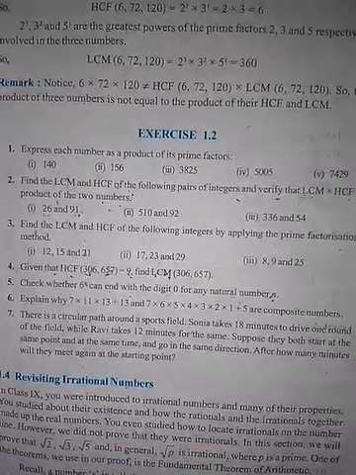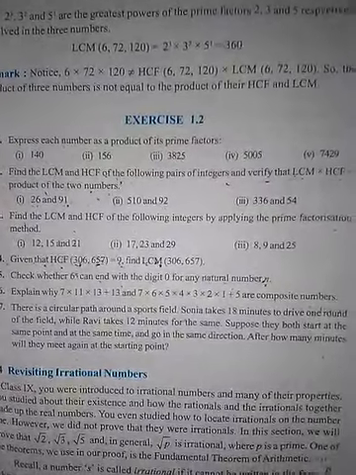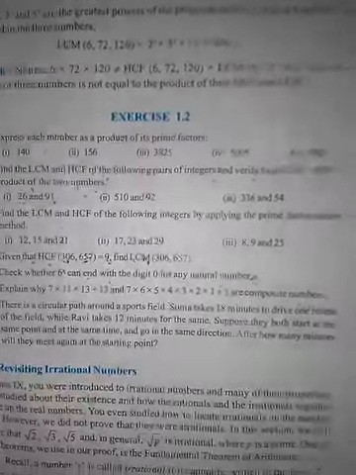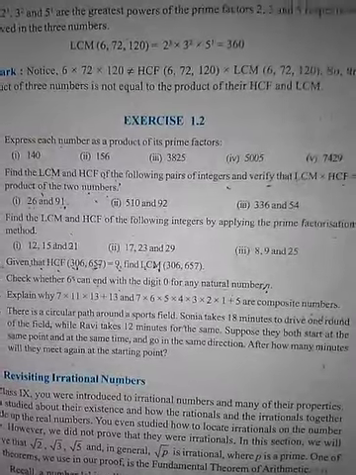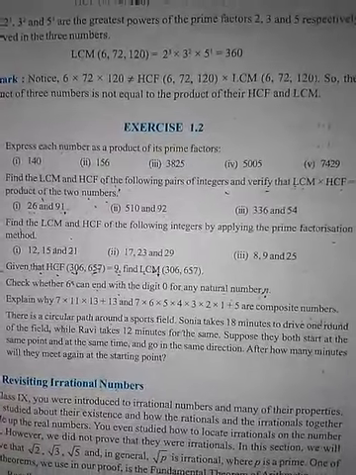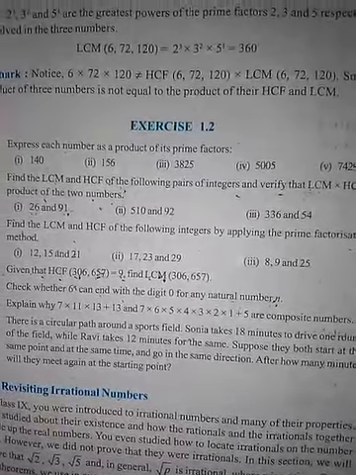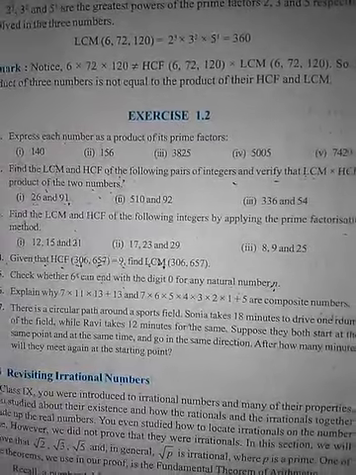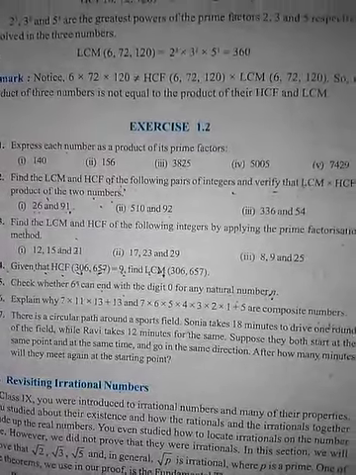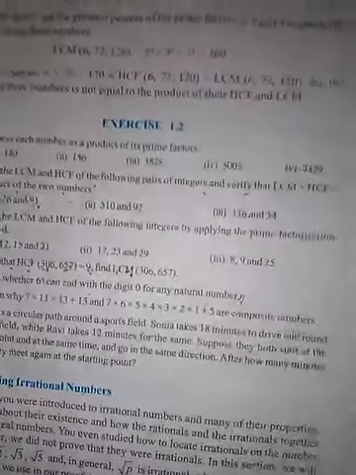Check whether 6 raised to the power n can end with the digit 0 for any natural number n. For any natural number n, meaning if you put n equal to 1, 6 raised to the power 1 is equal to 6, not ending with 0. 6 raised to the power 2 is equal to 36, again not ending with the digit 0. Then put n equal to 3: 6 raised to the power 3 is equal to 216. Again it is not ending with the digit 0. In the same way, if you keep on putting the values of natural number n: 1, 2, 3, 4, 5, 6, 7, 8, 9, 10 and so on, then this number will never end with the digit 0.